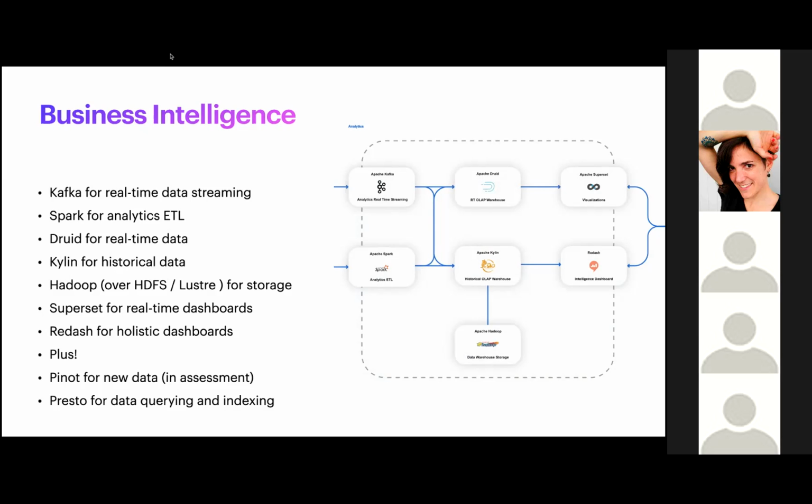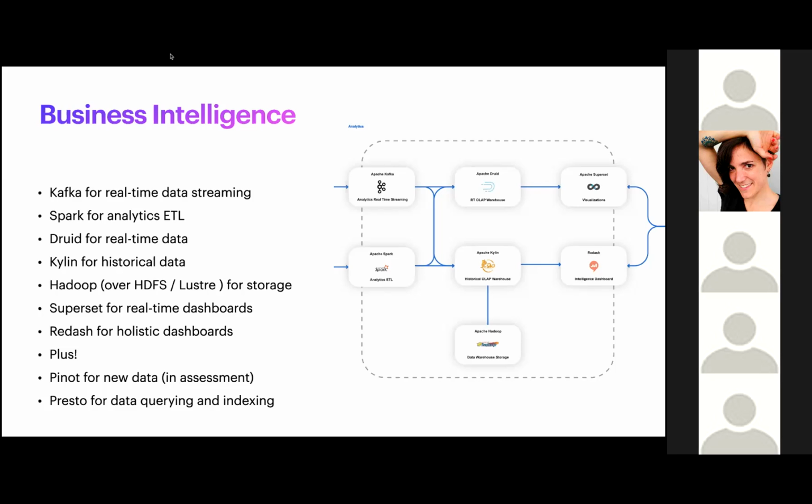So again, Kafka and Spark were there. We used Druid for the time series and real-time data, and Killing for historical data. Most of these are Apache projects, and they're quite proven in this kind of space. So it's been very easy to get them to roll out. But the rollout originally was very manual to get all of this to work. And then Redash used for the actual dashboard and Superset as well for the real-time dashboards.